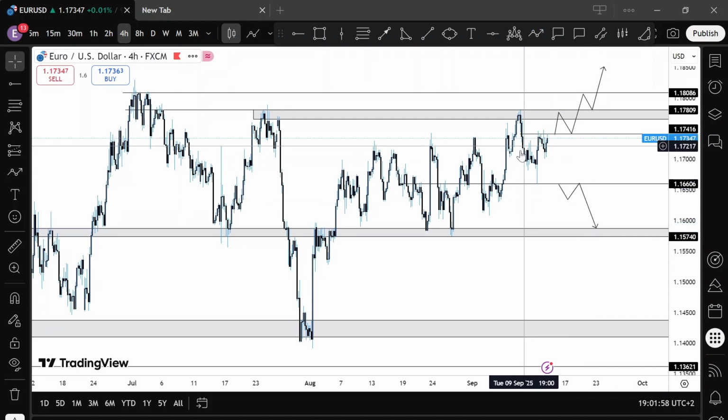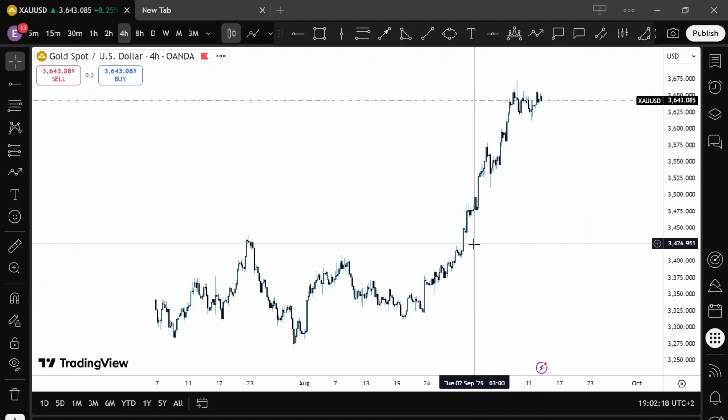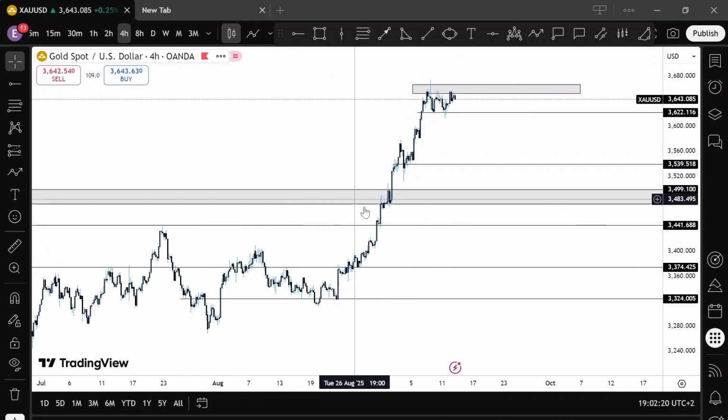This is very unlikely, but you can't tell what can happen in the market, right? So if it does that, we'll look for buy/sell signals. Otherwise, we'll see how price really plays out to join the buys or make new highs here in EURUSD. And then gold has been really skyrocketing.